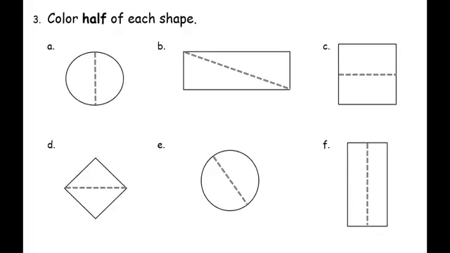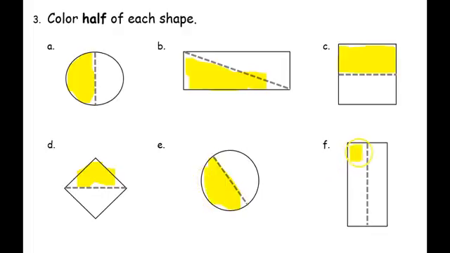In this section, we'll be specifically looking for 1/2 of each shape. So it says to color half of each shape. So I'm just going to shade in 1 piece on each shape. That would be showing 1/2 of the shape. So I'll just color along here to show the halves.